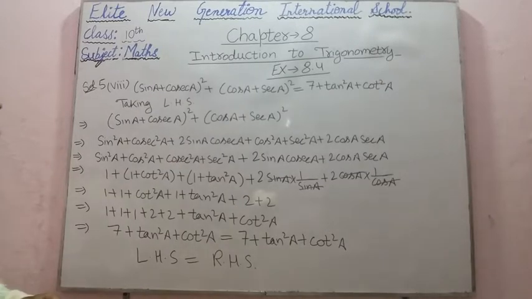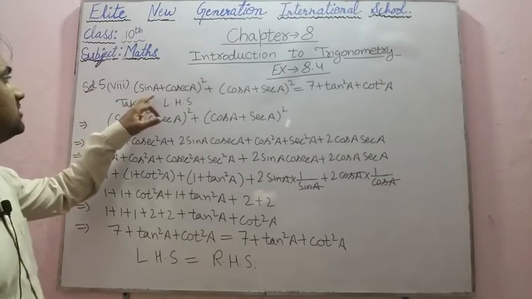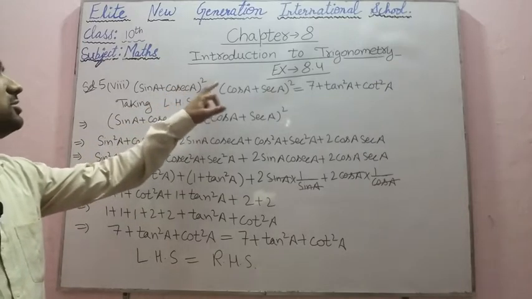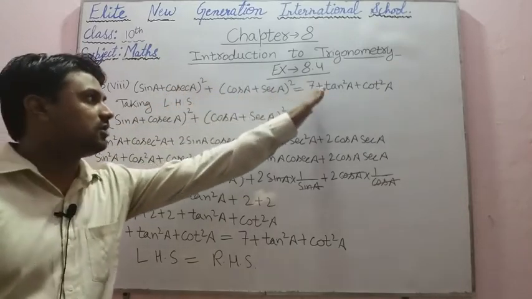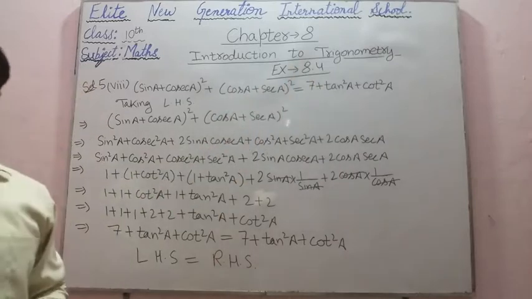Now after this the next part. So in the 8th part we have (sin a plus cosec a) whole square plus (cos a plus sec a) whole square equal to 7 plus tan square a plus cot square a.